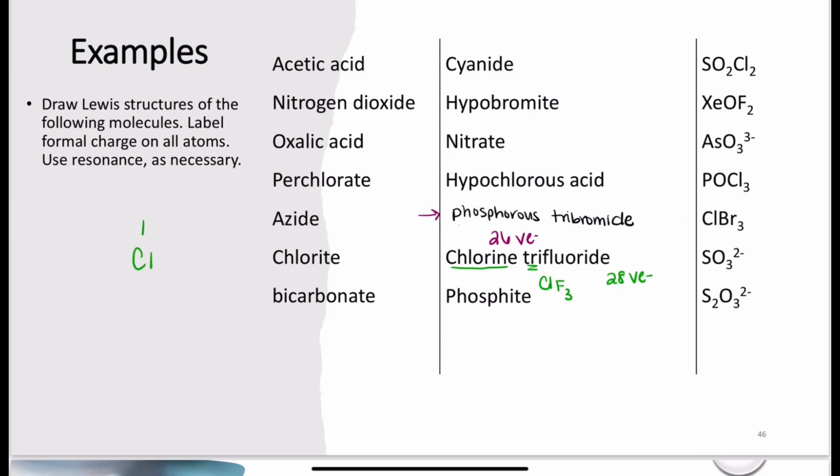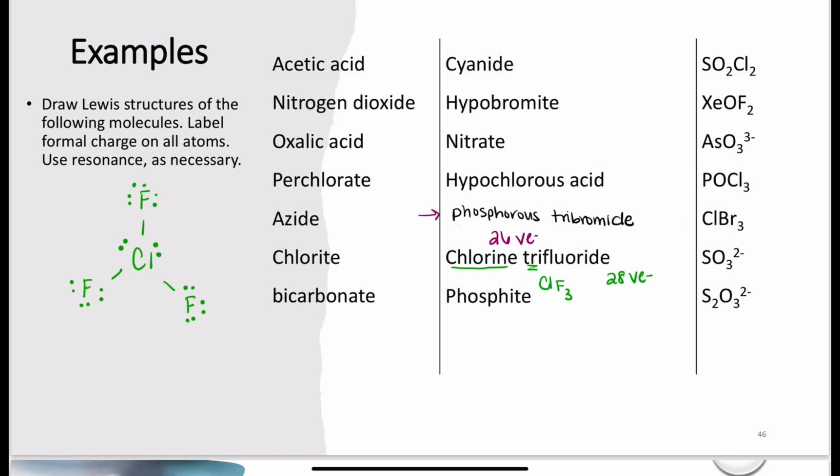Got the chlorine and my fluorines. Give your outer atoms their octet. 2, 4, 6, 8, 10, 12, 14, 16, 18. Counting up what I've used so far, I'm up to 20, 22, 24. I've used up 24 electrons. I have 2 lone pairs going in my central atom.